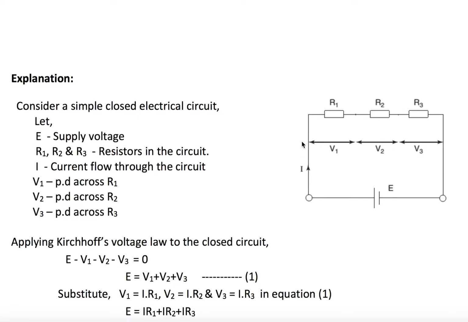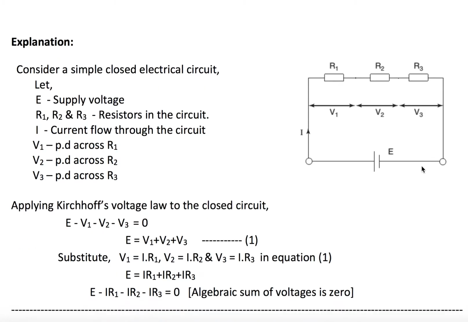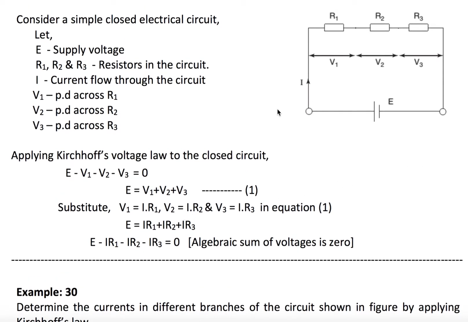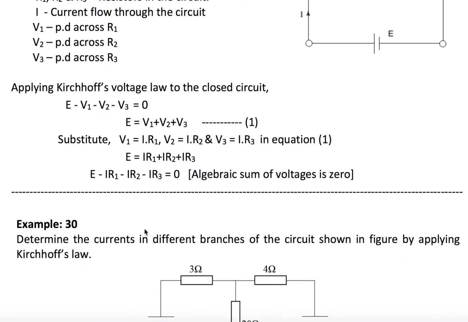The polarities of the voltage are plus here, minus here for V1, plus here, minus here for V2, plus here and minus here for V3. So what is V1? V1 equal to I into R1. What is V2? I into R2. What is V3? I into R3. So E is nothing but I into R1 plus R2 plus R3.